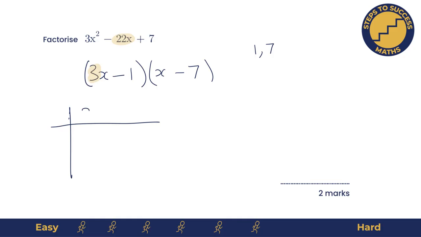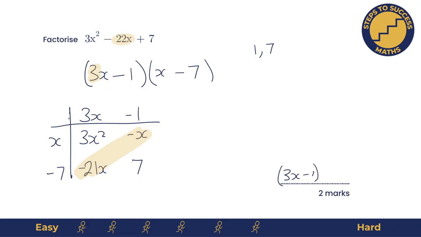And I'm going to check to see if it works using the table. So 3x times x is 3x squared, and minus 1 times minus 7 is 7. Now let's do the x terms. x times minus 1 is minus x, and minus 7 times 3x is minus 21x. So together they combine to give minus 22x. So we've got 3x minus 1 and x minus 7.